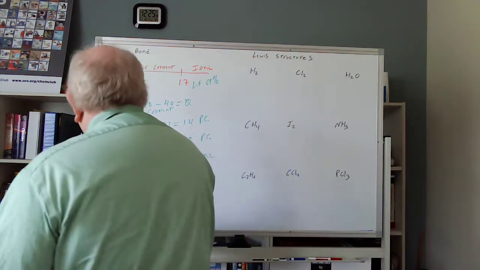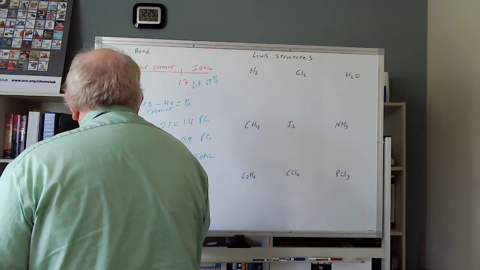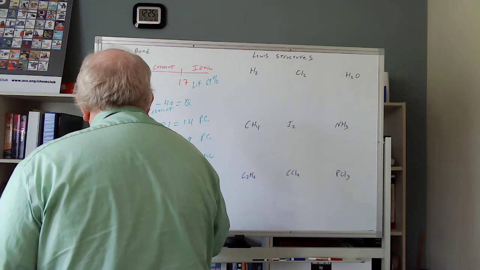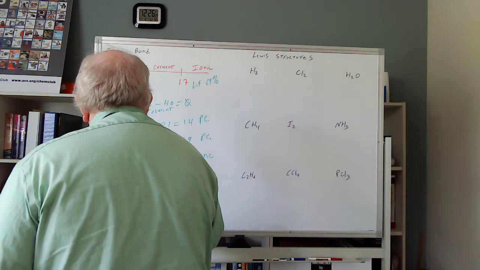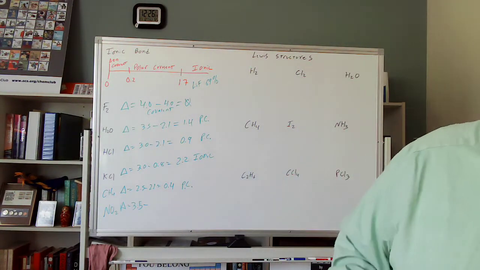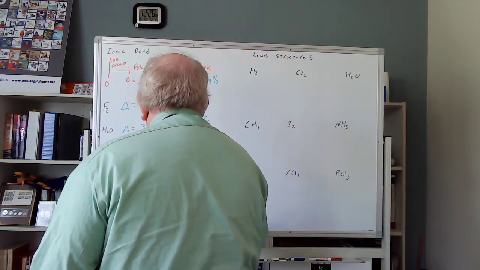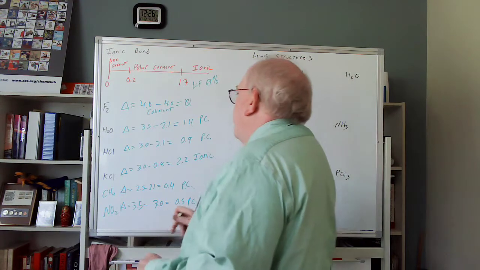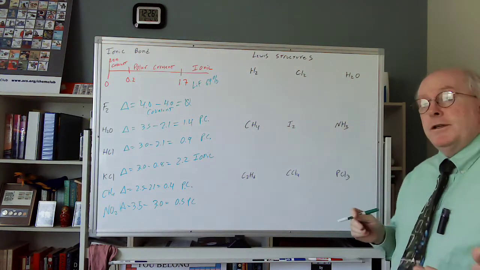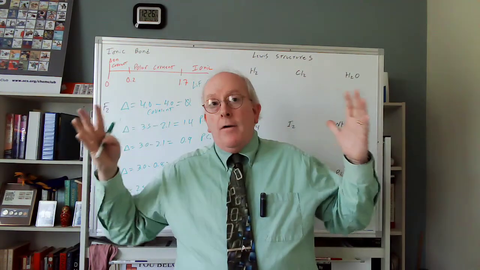And then the last one was NO2. Oxygen is a 3.5. Nitrogen, I think that's a 3.0. Let me look at the table for a minute. Yep, 3.0. That equals 0.5, polar covalent. Now, those tables will be available to you when you need them, but really all you have to do is look at how far apart they are.